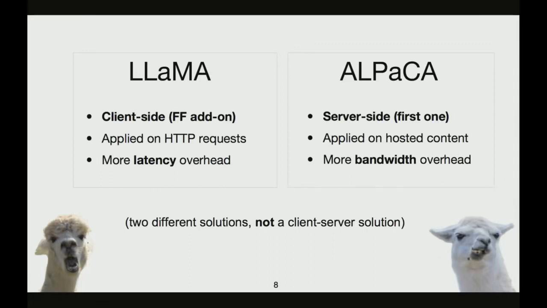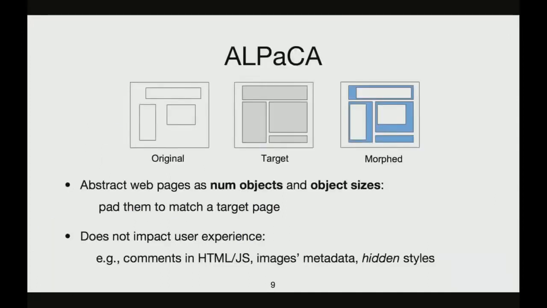Then Alpaca is a server-side defense. It's actually the first server-side defense that has been developed and evaluated against website fingerprinting. It's applied on the actual files in the server. We implemented this as a script that will crawl the files in the server and apply the padding on these files. And again, the service operator can just run the script, and it doesn't depend on Tor. Just to clarify, this is not a client-server solution. These are two independent solutions that can run standalone. And this is how we evaluated them. I will explain Alpaca first.